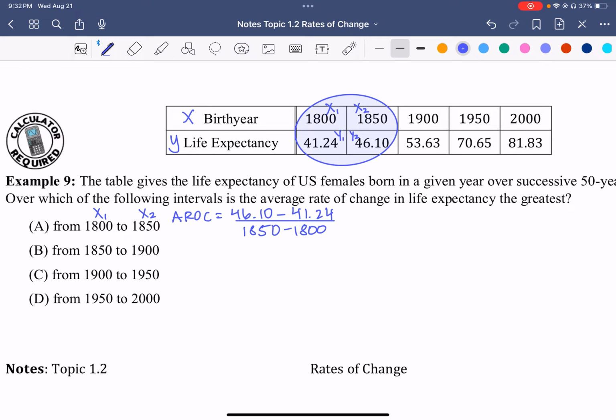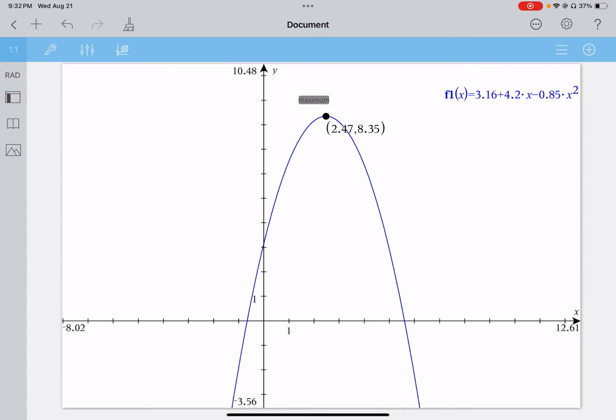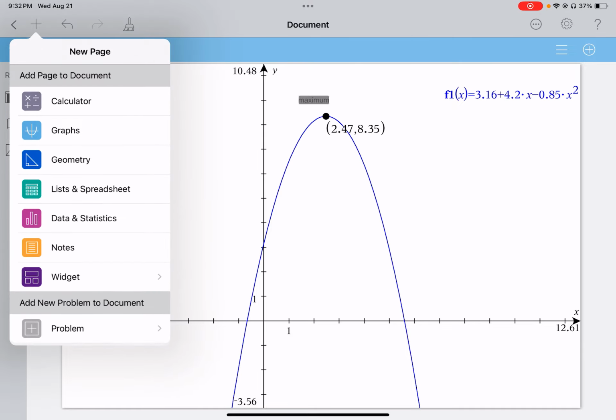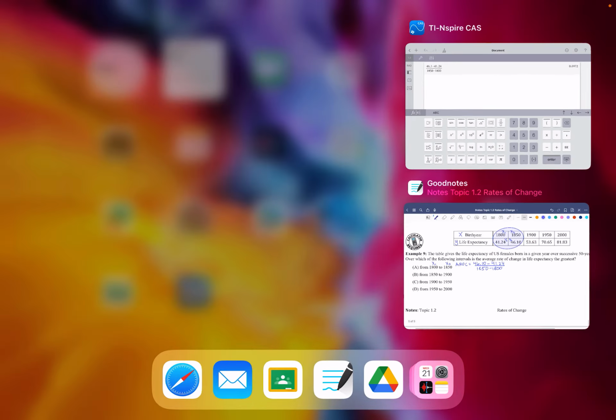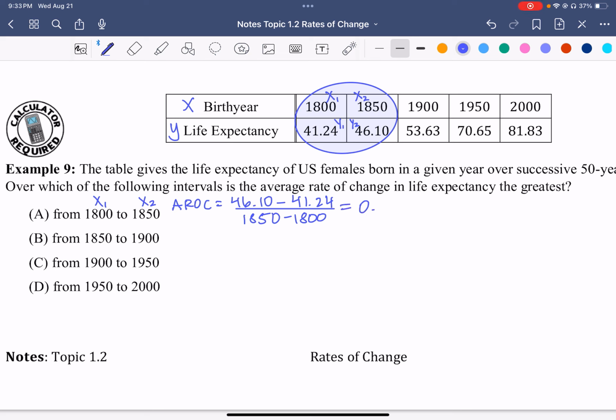Now from here, you can go to your calculator. You need to get out of this graph, so you can go to a regular calculator sheet. You're going to open up a fraction, and then you're going to do 46.10 minus 41.24, and then divide by 1850 minus 1800 and press enter, and you get a decimal. That decimal, I'm going to copy it on my notes. So this is equal to 0.0972.